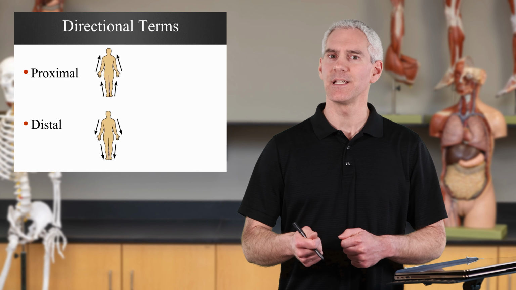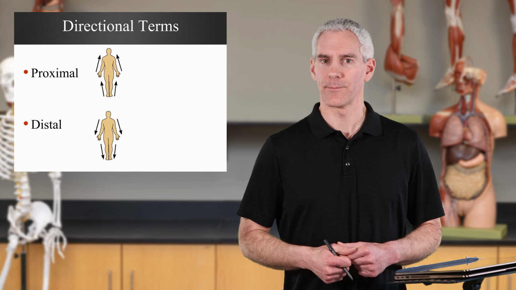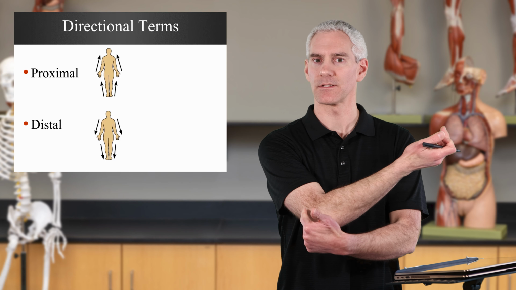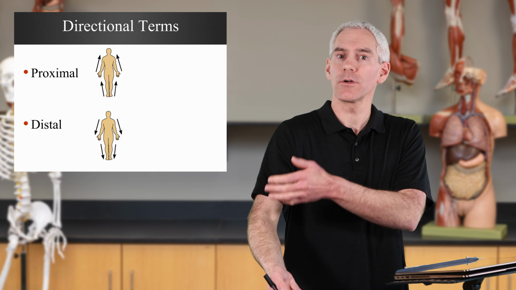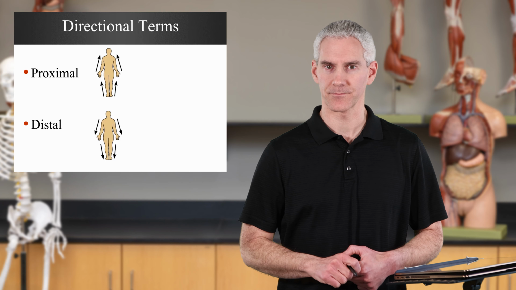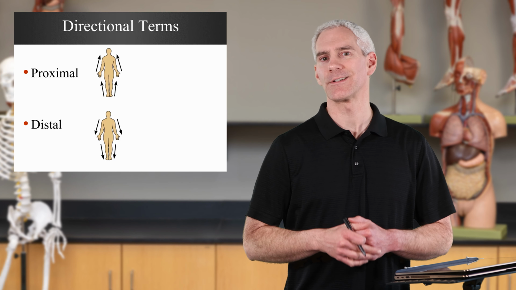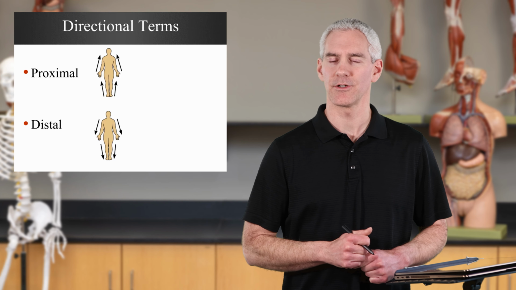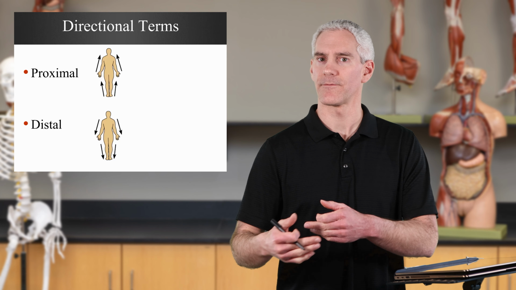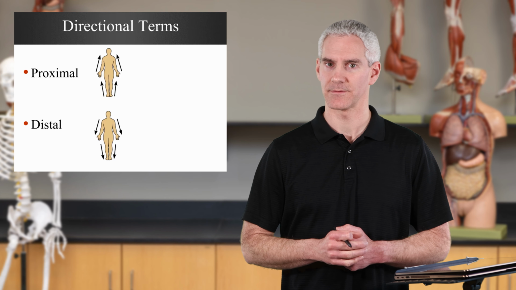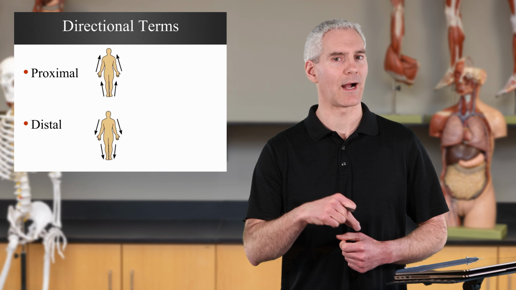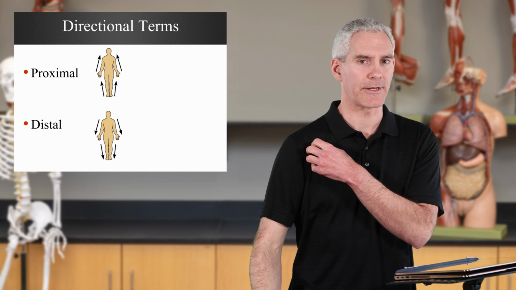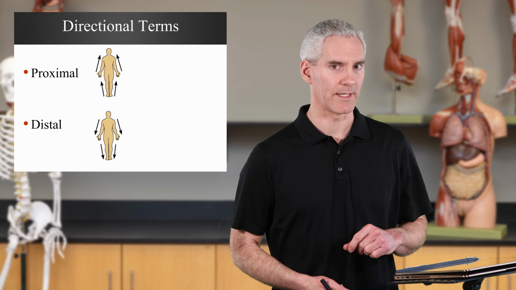Distal. Distal is further away from the point of attachment. You can say your wrist is distal to your elbow. It's further from the point of attachment. Your toes are distal to your ankle. Your ankle is distal to your knee, further from the point of attachment, the hip in that case. So for limbs, proximal and distal are the terms here. Proximal, closer to the attachment point, distal, further away.